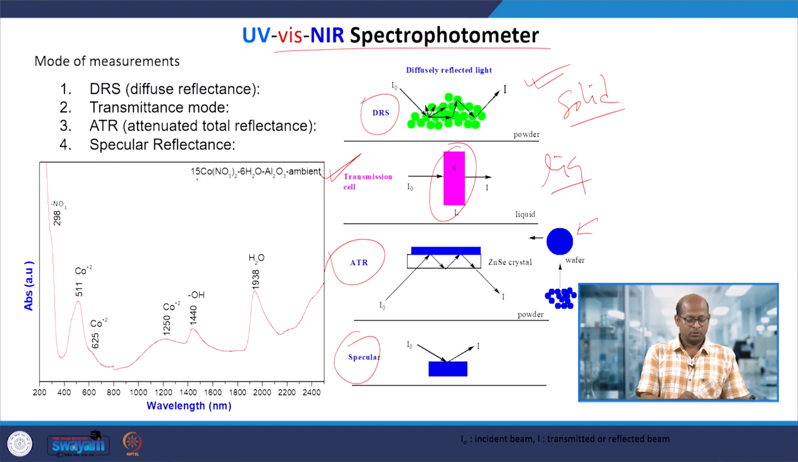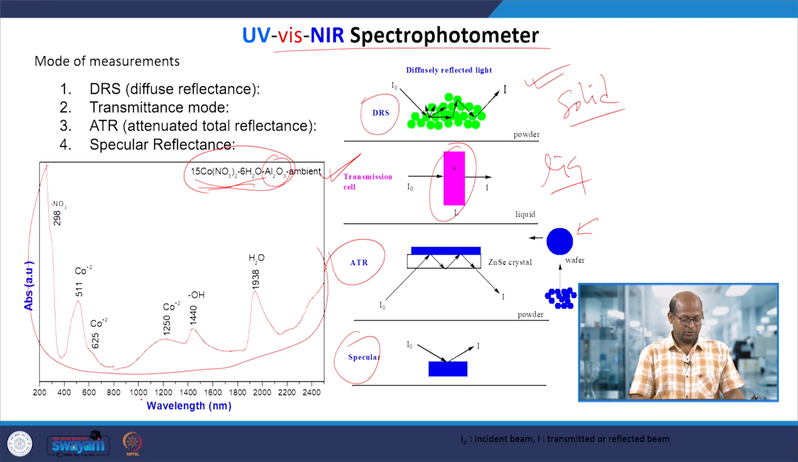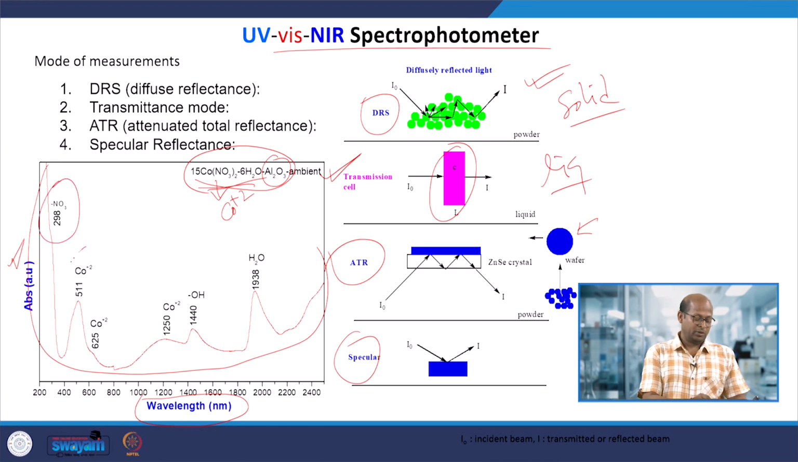Here cobalt nitrate was taken. The cobalt nitrate, which is cobalt crystals, actually solids, was mixed with alumina at ambient condition, and this spectrum was taken. On the x-axis you get wavelength, on the y-axis absorbance. In this material, cobalt plus 2 ions and nitrates are present. Nitrates we get in that range, and cobalt plus 2 ions in that range.